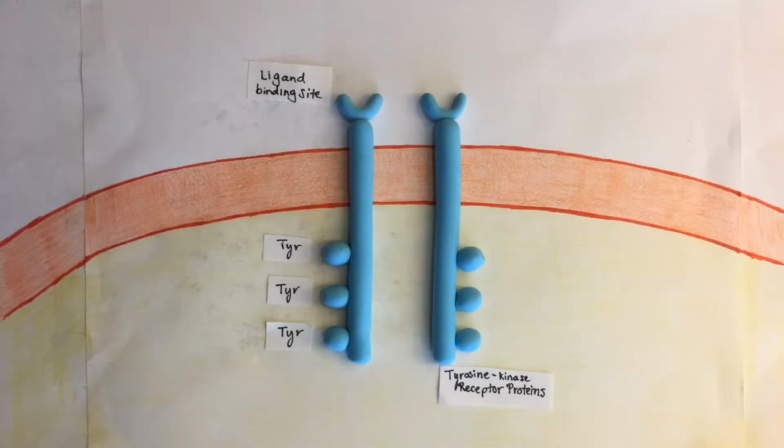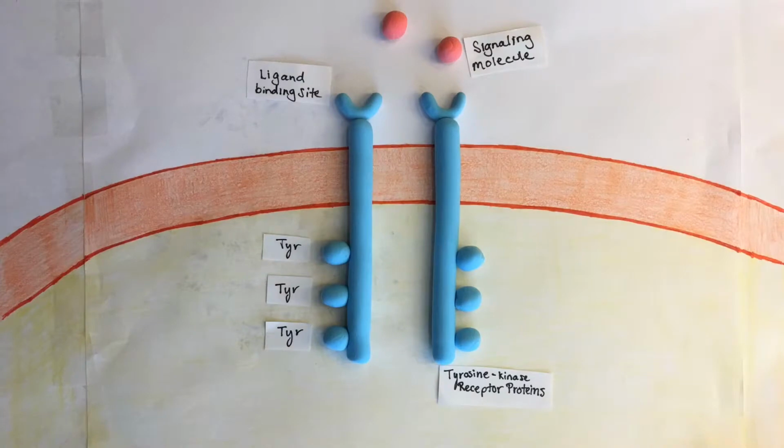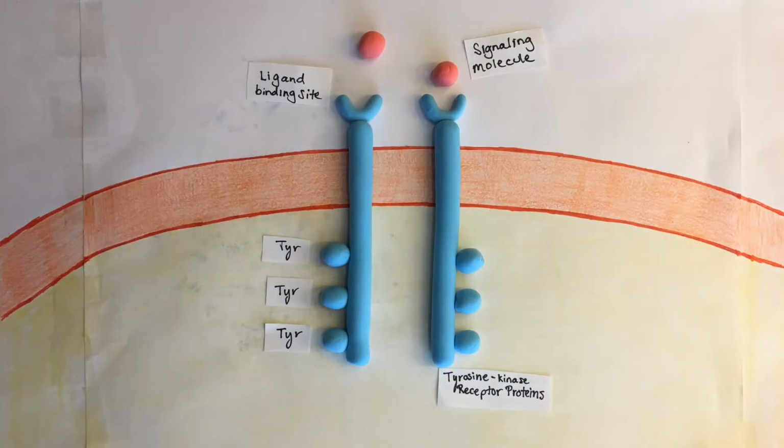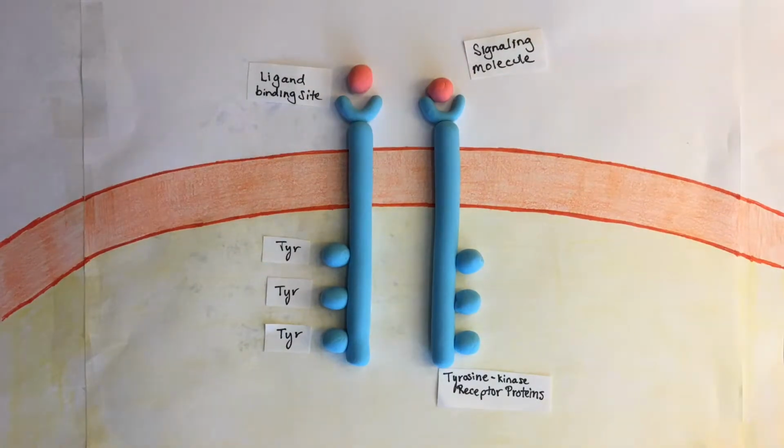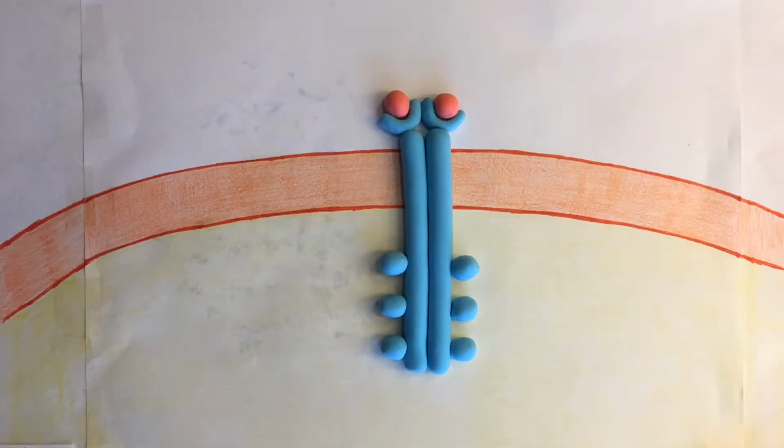In the tyrosine kinase receptor system, there are 2 receptors with tyrosines attached to them. There are 2 ligand binding sites that are present outside of the cell membrane. 2 signaling molecules come and bind to the receptor proteins, which cause them to come together and create a dimer.